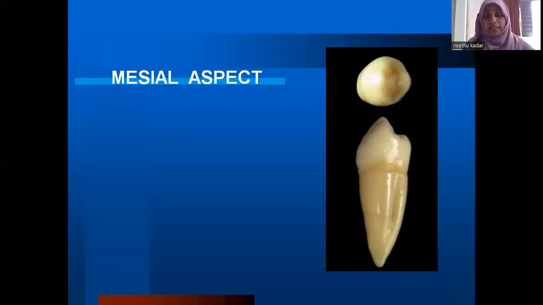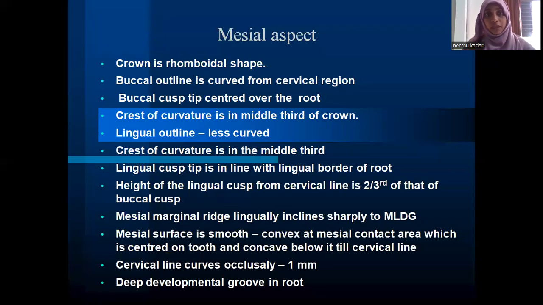Next is the mesial aspect. The crown is rhomboidal in shape. The buccal outline is curved from the cervical region. The buccal cusp tip is centered over the root. The crest of curvature of the buccal outline is in the middle third of the crown.